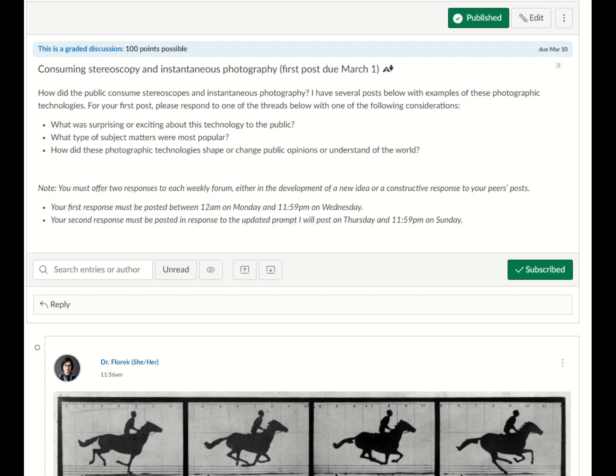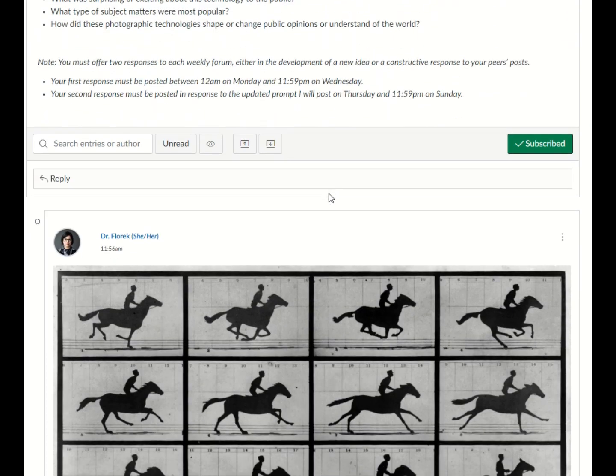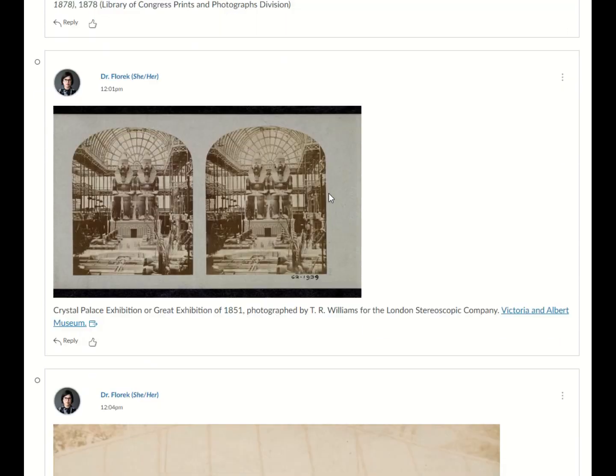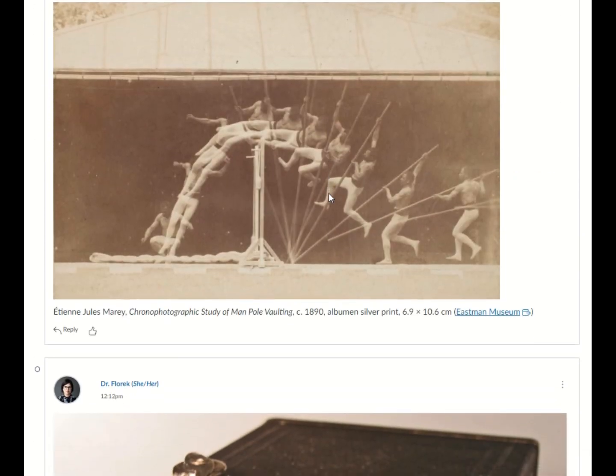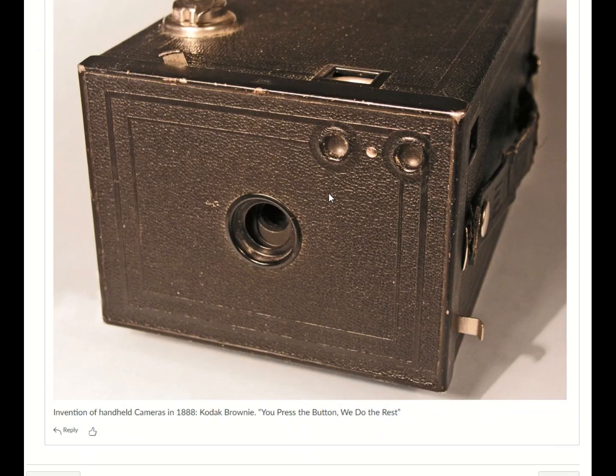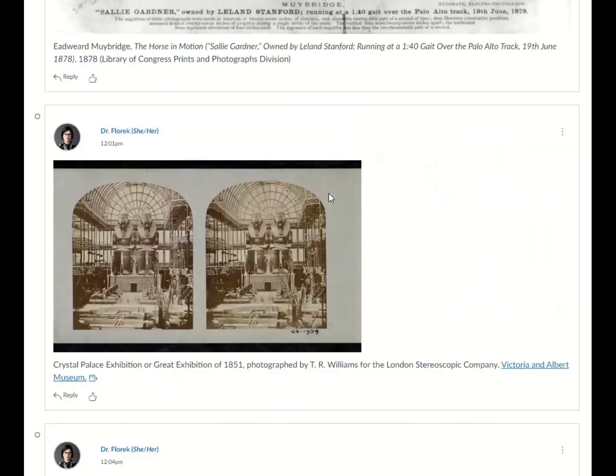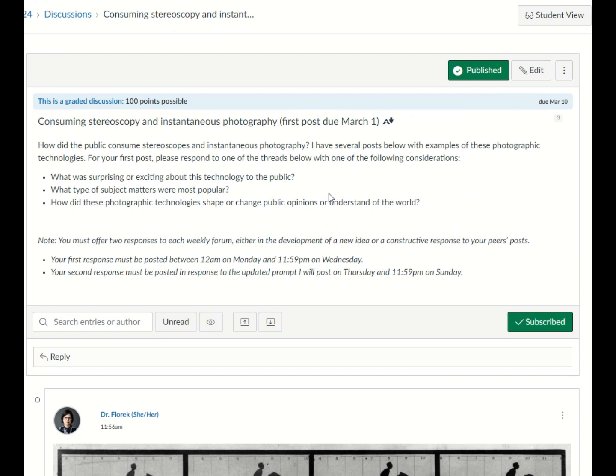This is your discussion for the week. We're looking at some of the different photographic technologies that we have read about. So you'll be thinking about instantaneous photography from Muybridge, stereographs, Marey's movement photographs, and then also the Kodak and the invention of handheld cameras. And what I want us to think about in this discussion to start with is what was surprising about this technology, what subject matters were popular, but also how did these photographic technologies really shape public experience of the world, their opinions about art, their opinions about science.